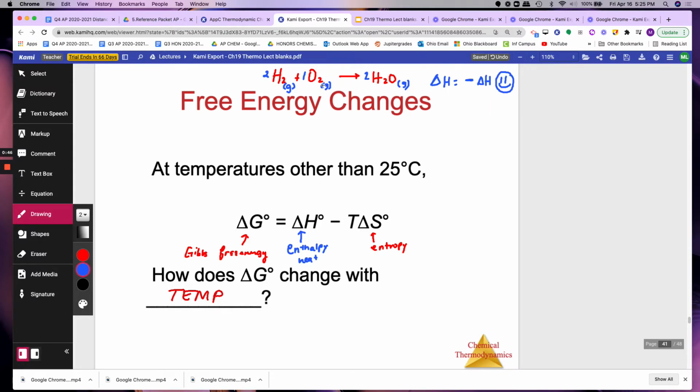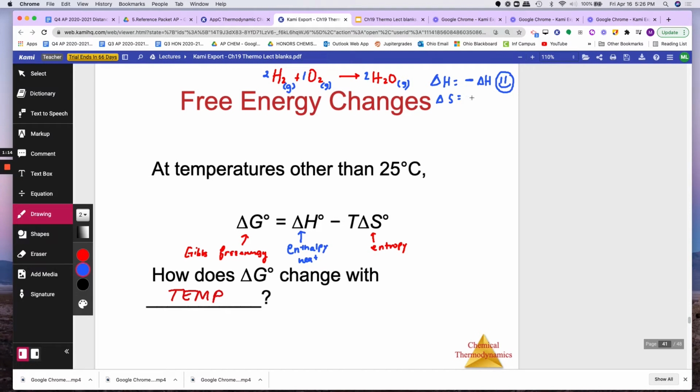But the problem is this. Look at the H2 and the O2 and the H2O. What happens to the entropy in the system? Is it positive or negative? Okay, so you have 3 moles of gas, and you are turning into 2, so there's going to be more order as these molecules combine to make water. Since there's more order, the delta S is going to be negative. Negative delta S means it's becoming more ordered.